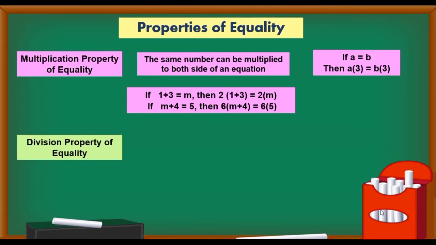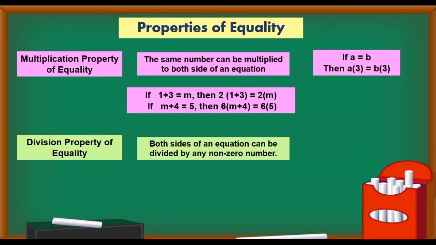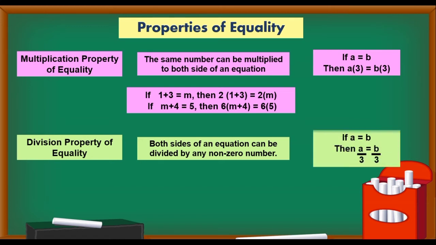And then another one is the division property of equality. Sa division po, both sides of an equation can be divided by any non-zero number. Bakit po non-zero? Bawal po ang zero. So, dapat daw po, it's either positive or negative, pero hindi siya zero. Kasi, kapag ang divisor natin ay zero, magiging undefined po ang magiging sagot natin. Wala tayong makukuhang sagot.